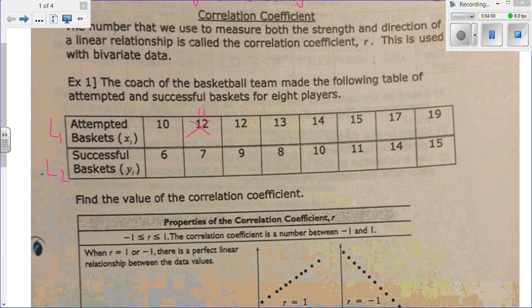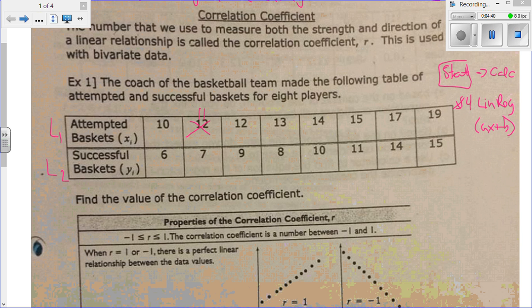After I get my data in, I need to go to Stat. I need to go back to the original Stat menu, and then arrow over to Calculate, and then go down to number 4, and this is a lin reg, and AX plus B after it, which means it's a linear regression. A line of best fit is a linear regression, and that means that our data would look like a line.